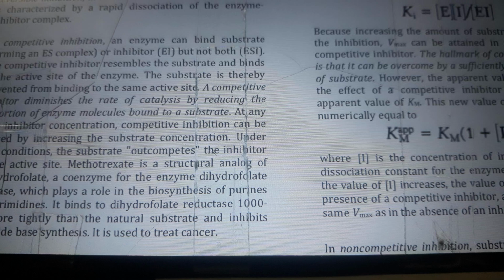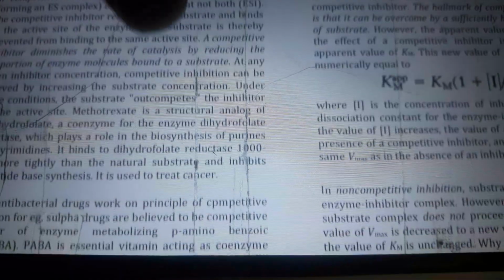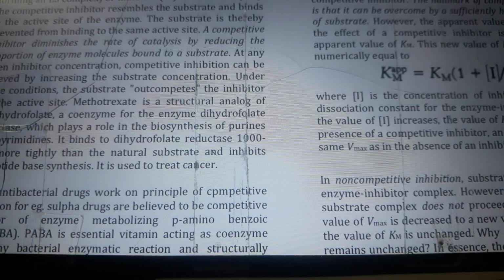Reversible inhibition, in contrast with irreversible inhibition, is characterized by a rapid dissociation of the enzyme-inhibitor complex. In competitive inhibition, an enzyme can bind substrate, forming the ES complex, or inhibitor, forming the EI complex, but not both, ESI, the enzyme-substrate-inhibitor complex. The competitive inhibitor resembles the substrate and binds to the active site of the enzyme. The substrate is thereby prevented from binding to the same active site.